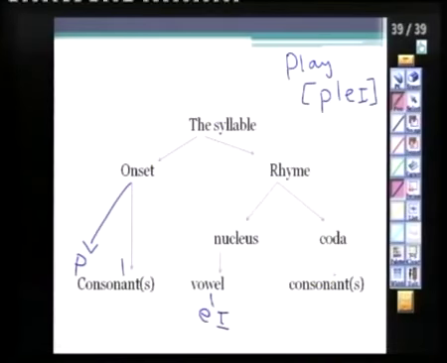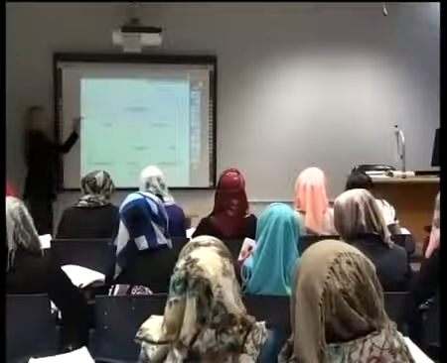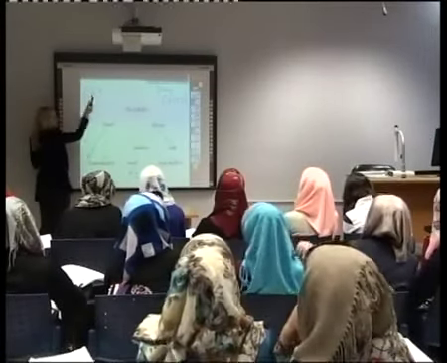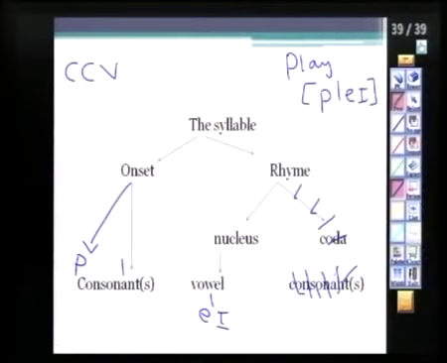Do we have a coda? No, we don't. No coda. Does this word end in a consonant? No. So it's something like this: C, C, V. Two consonants and one vowel. Fine? Okay.